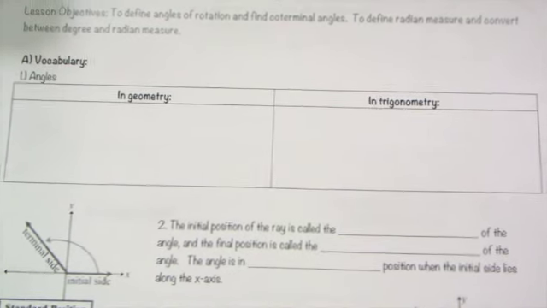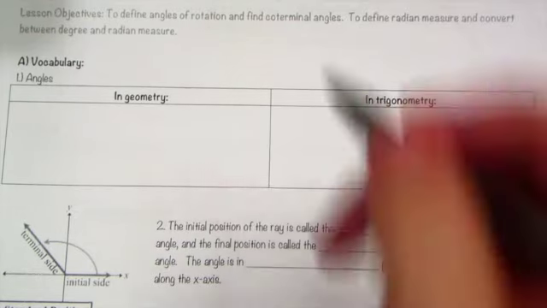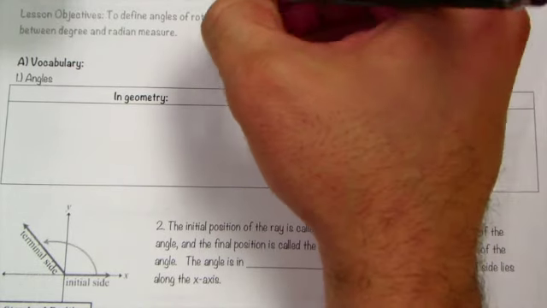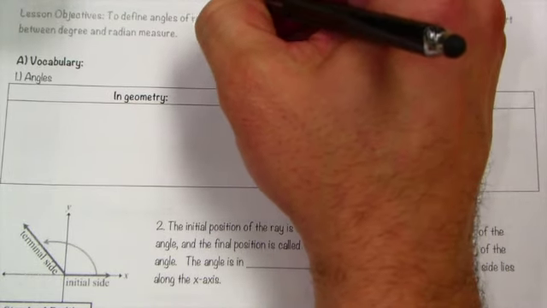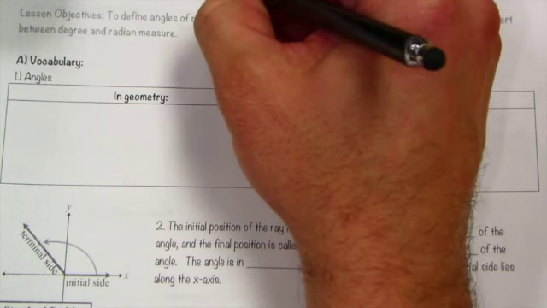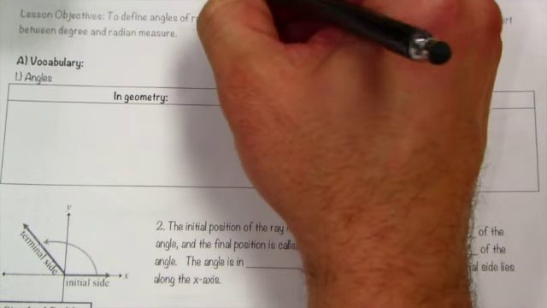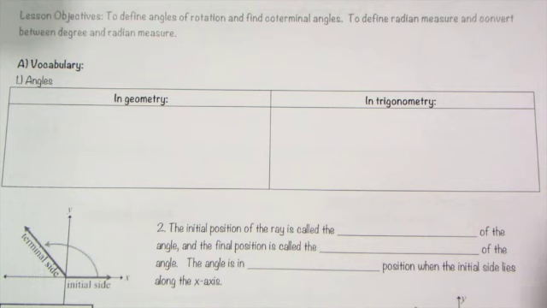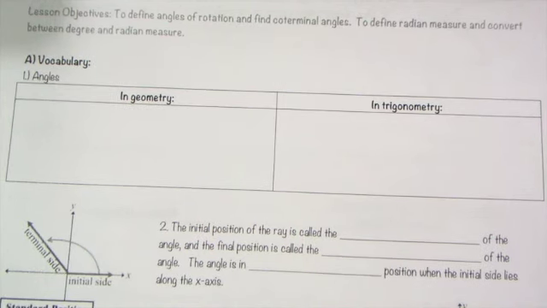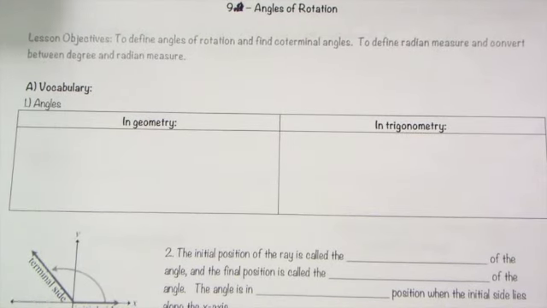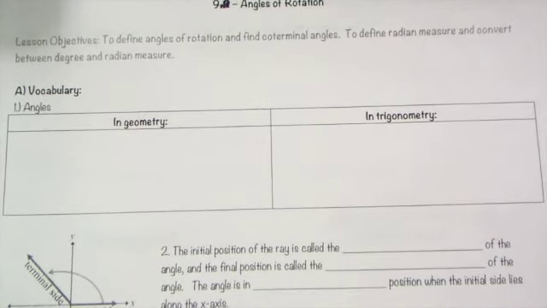Okay, so I know we're all off on these numbers. This is actually 9.3, 9.3, angles of rotation. Finally, now we are getting into the Algebra 2 stuff.